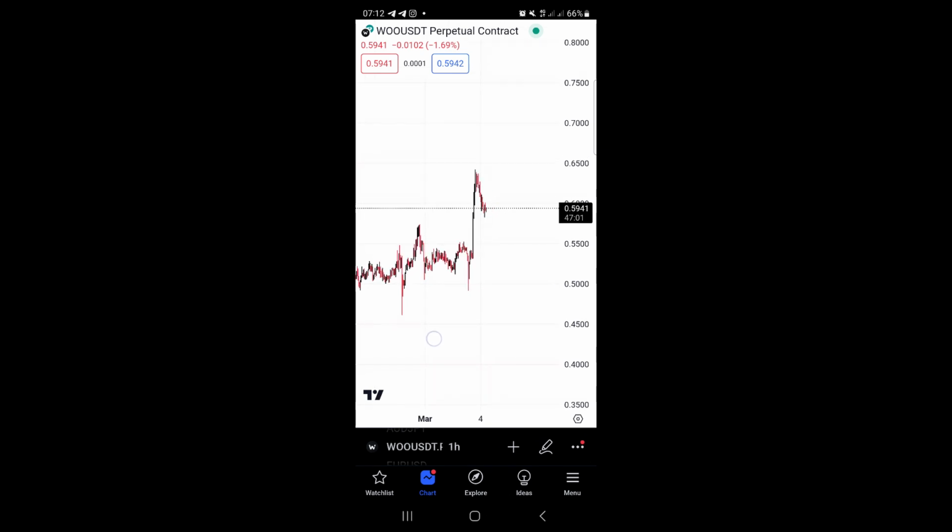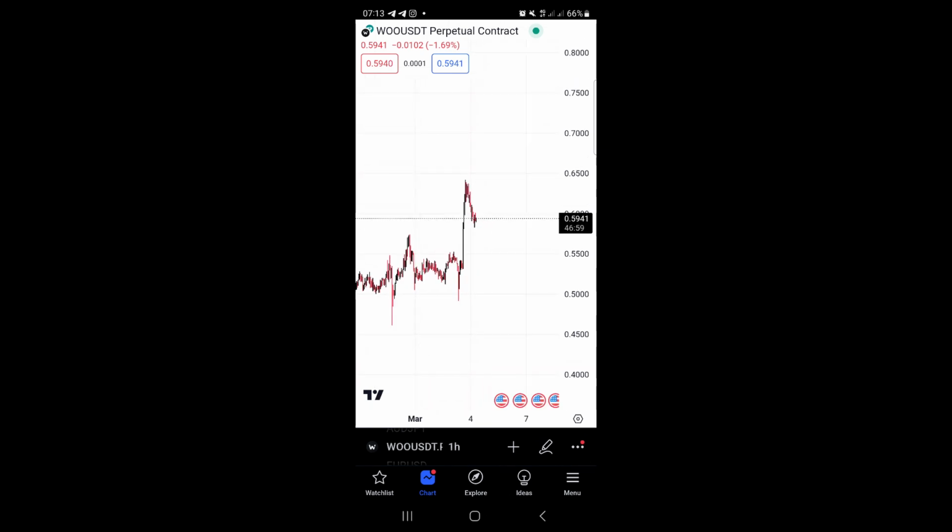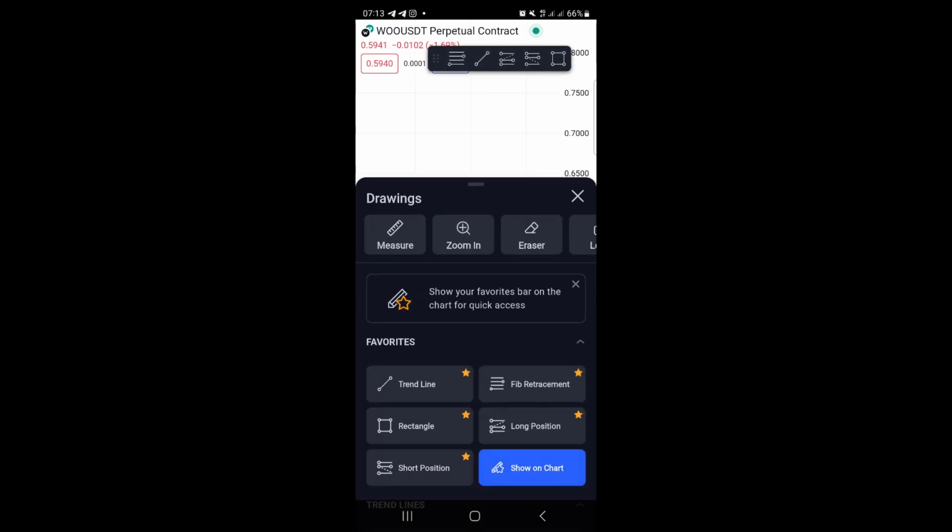So next thing you want to do is draw your P&L diagram. To do that on the mobile app version, you can see under here you have watch list, chart, explore, and ideas. And above, you're going to see a plus. Then you're going to see something like a pen writing, that's the editing icon. So you click on it. Once you click on it, you can see all the options.